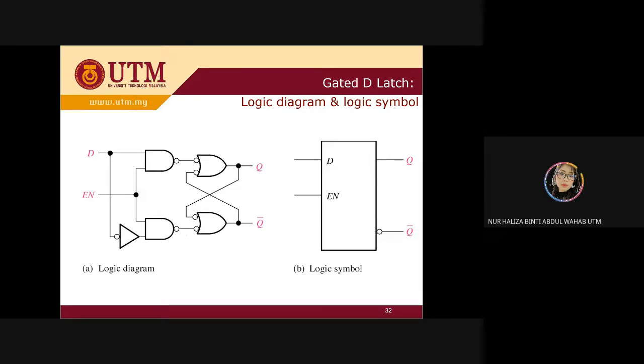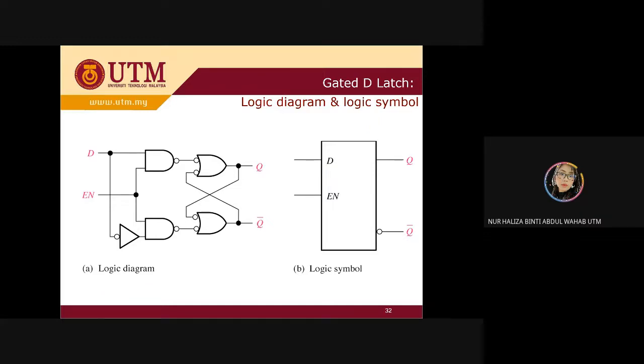So here is our gated D latch. Much easier, I guess, because you only have one input, which is your data there. And of course, you're going to have the trigger of your EN if you have a gate. So it's going to have 2 inputs, EN and also D. And this is the combination gate for you to check how you're going to get the logic diagram for your gated latch. And this is the logic symbol.